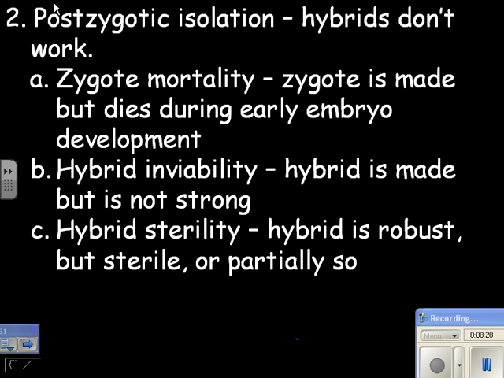Now the opposite. Those were all prezygotic. Now we're going to talk about postzygotic. That means the mates mate and they make a zygote, but then something happens afterwards. That means the hybrids, the offspring that are made, have a problem.